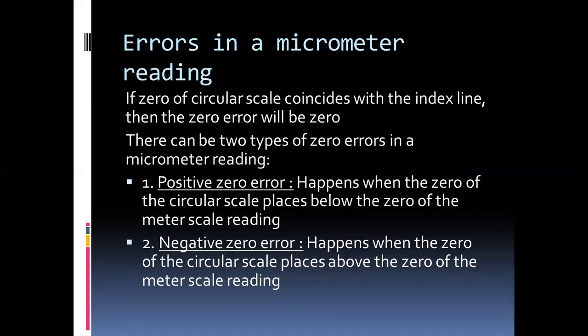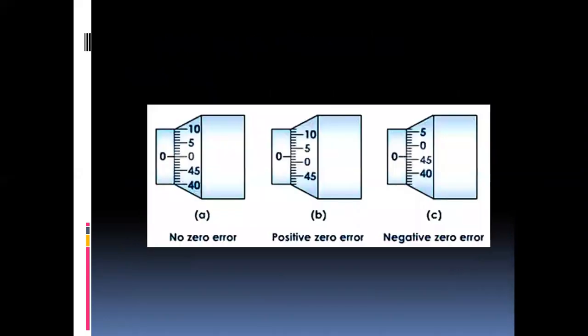Then we were doing the errors in a micrometer screw gauge, and we were studying the positive zero error as well as the negative zero error. Today I will tell you how to calculate positive as well as negative zero errors. Now, again, this is a revision of the previous topic.